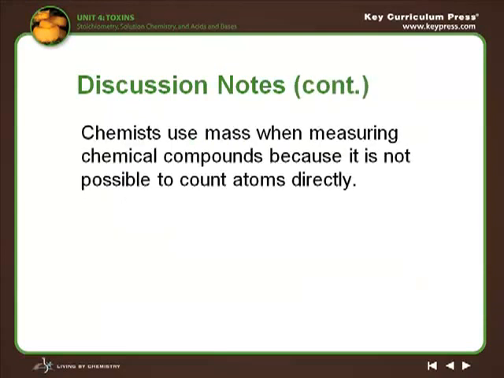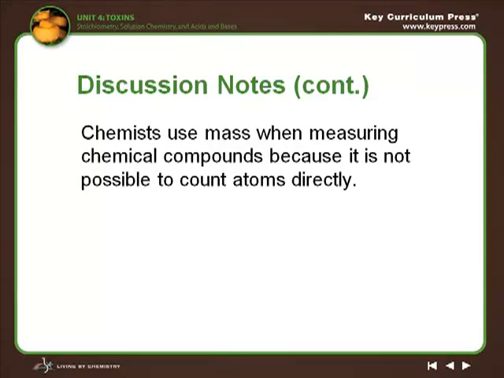Now, chemists deal with particles that are very small. So we use mass when measuring chemical compounds because it is not possible to measure them or count them directly. If I had this here and I wanted to count them directly, it would actually be impossible for me to count them. It would take more than a couple lifetimes for me to count each particle individually. This happens to be sodium chloride. To count each particle of sodium chloride, again, there would be a lot of counting to be done.